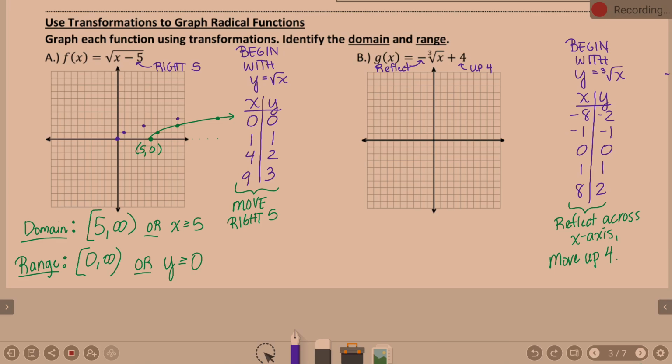take it in steps. Some of you will want to combine steps. Some of you can do it all at once. You have to do you. I'm going to start with the original points. Okay, so my original points, let's graph these. (-8, -2), so left 8, down 2. (-1, -1). Left 1, down 1. (0, 0). (1, 1). And (8, 2).